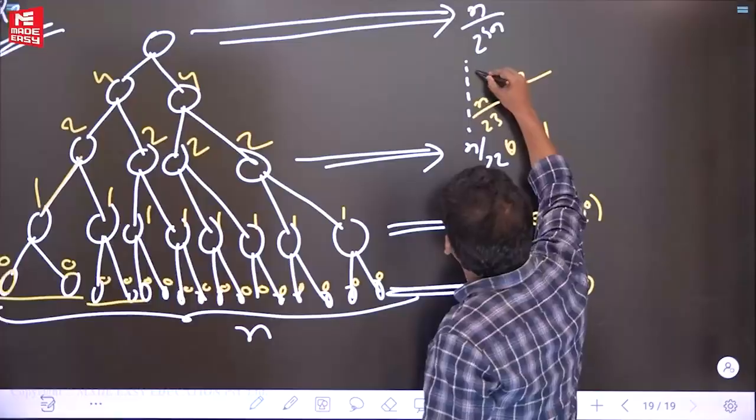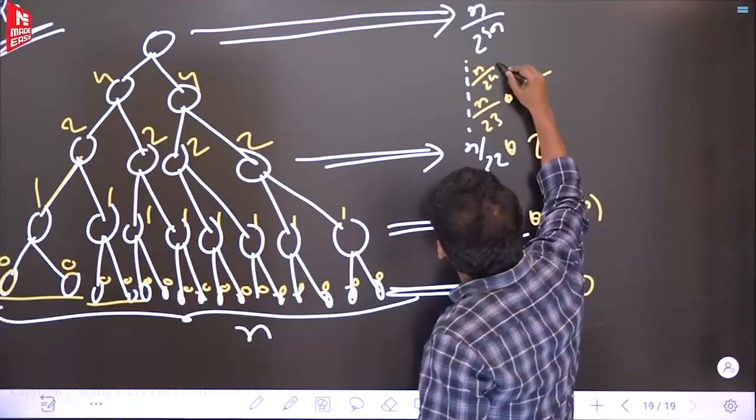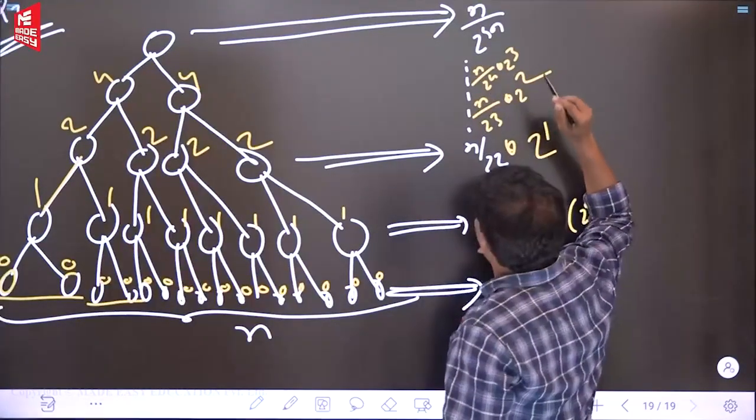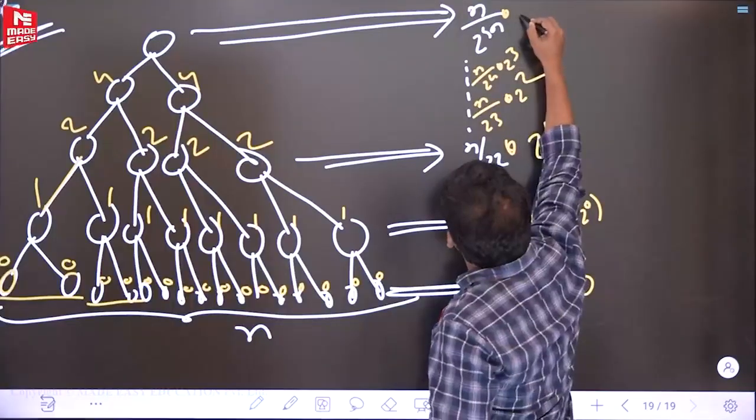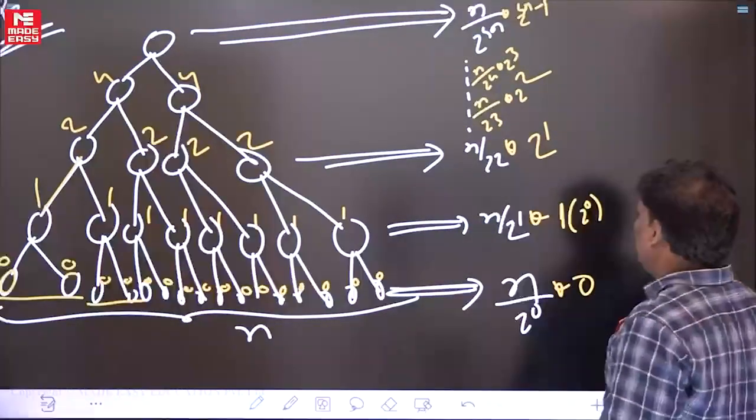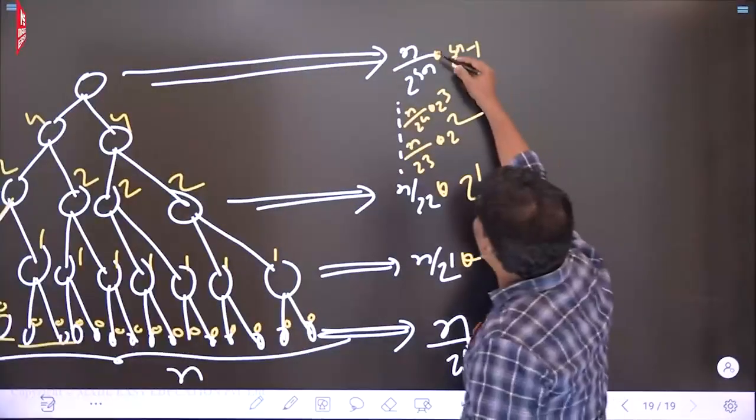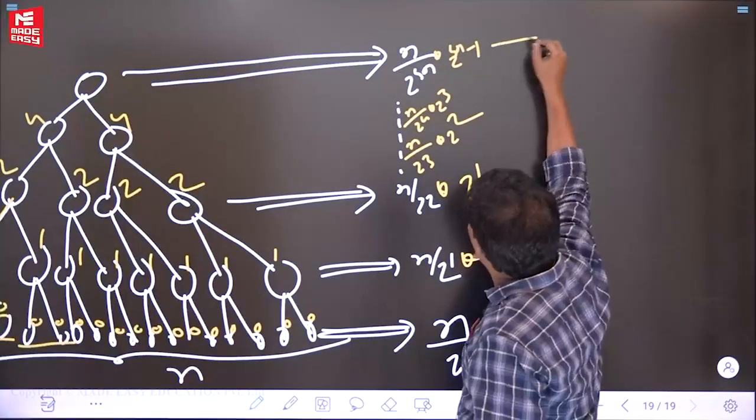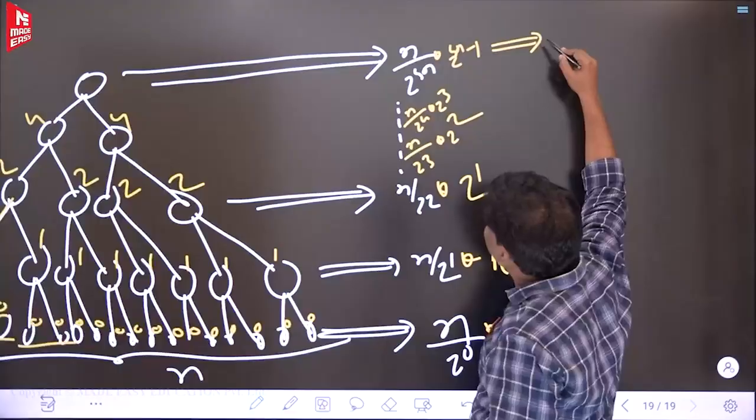If you go here, n by 2 power 4 into 2 cube, check. This is going to be n by 2 power log n into 2 power log n minus 1. 1 less, right? Can you help me now? N by 2 power log n into 2 power log n minus 1. Both will be cancelled. What is the answer?